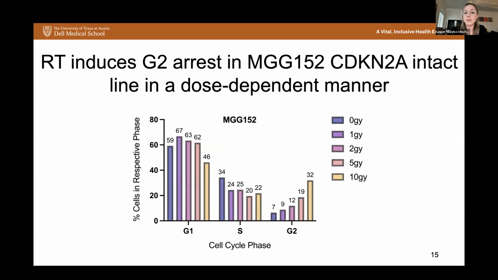So what I found is that radiation therapy induces G2 arrest in MGG152's the intact model in a dose-dependent manner. I'm going to draw your attention to the G2 column on the right. As you can see, with increasing dose of radiation, we see this steady increase in the proportion of cells arrested in G2.